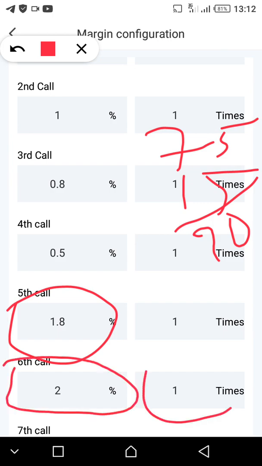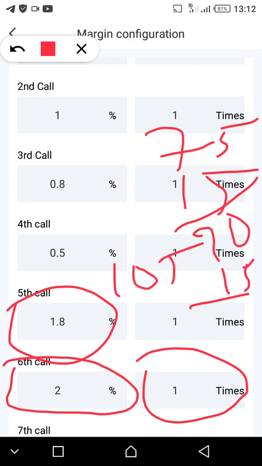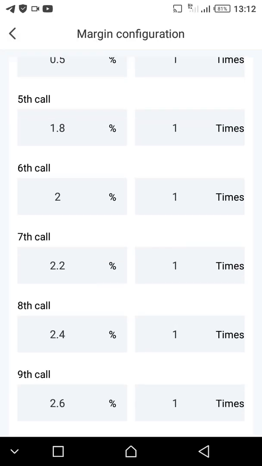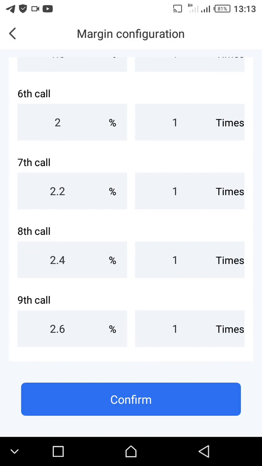Now, the sixth one, if it goes down by 2%, you should buy another $15, which will give you 105. Am I right? Okay, sorry. I'm doing it based on $15, but you can do it based on $10. I believe you should understand what I'm talking about. Now, this is how it will go. It will go till the ninth call.